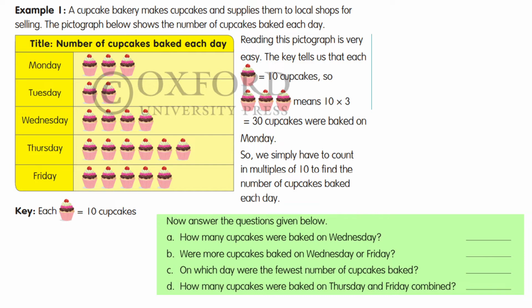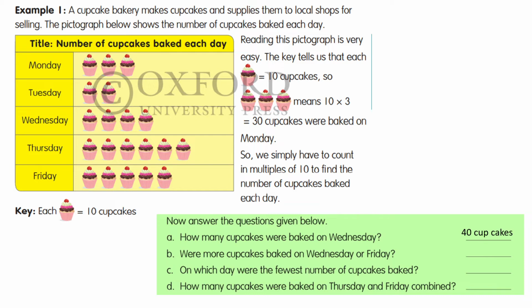How many cupcakes were baked on Wednesday? The answer is 40 cupcakes, because on Wednesday the key shows that each cupcake is equal to 10 cupcakes. So on Wednesday there are 4 cupcakes, which means 4 tens are 40. So it is 40 cupcakes.